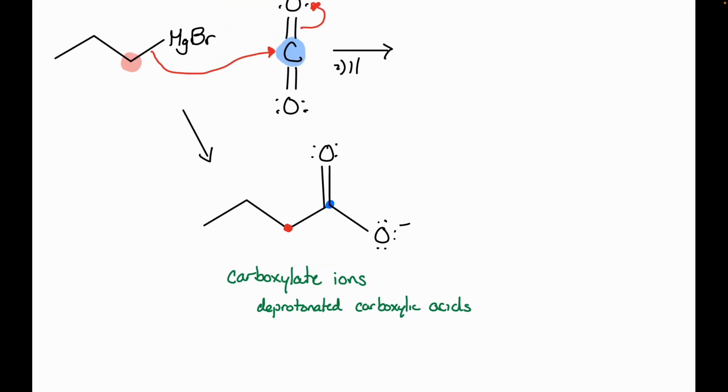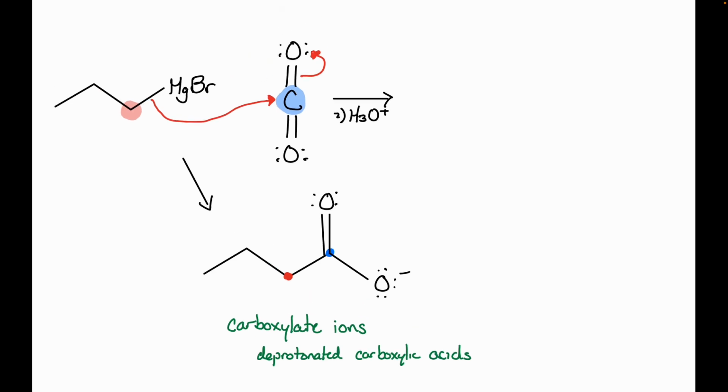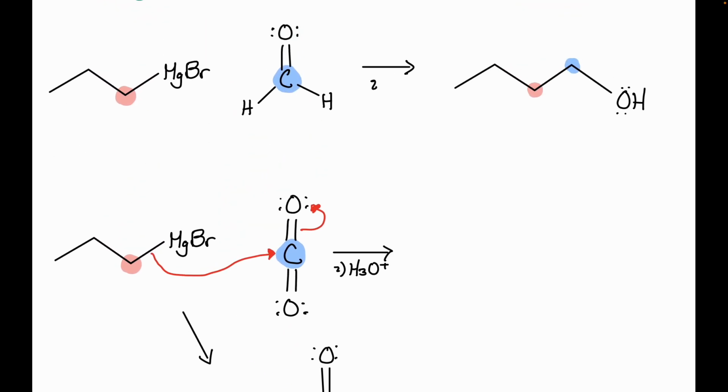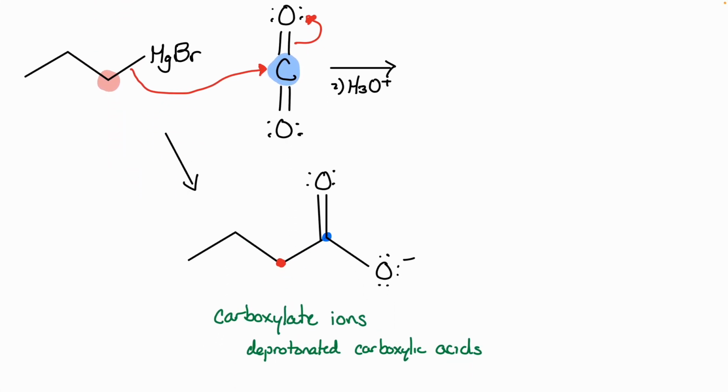As always, we have that second step where we follow it up with that acidic workup. I should have included that up here as well. And so that's how we can get our protonated carboxylate ion, or carboxylic acid. Right, so our last step here would be that aqueous acid, and we protonate that carboxylate ion, giving us our carboxylic acid.